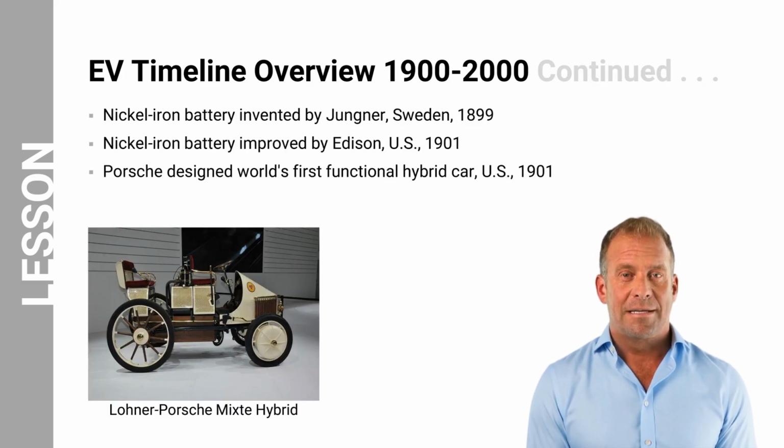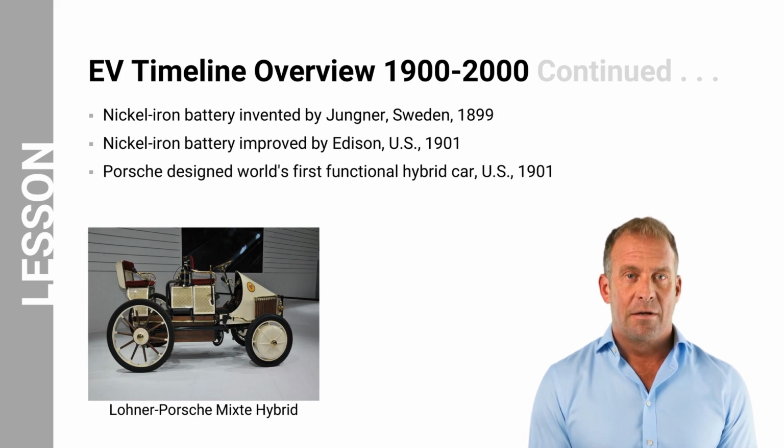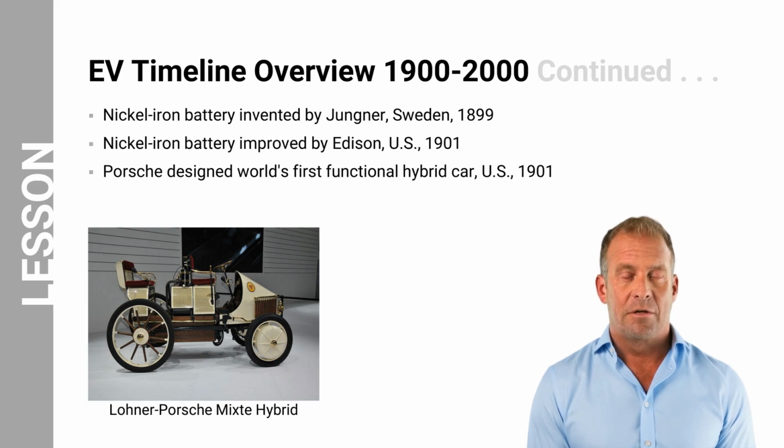Let us now take a detailed look at the EV timeline from 1900 to 2000. The nickel-iron battery, also known as the Edison battery, was invented by the Swedish inventor Valdemar Jungner in 1899. Nickel-iron batteries, abbreviated as NiFe batteries, are a type of rechargeable battery that uses nickel hydroxide and iron oxide as the active materials in the positive and negative electrodes, respectively.